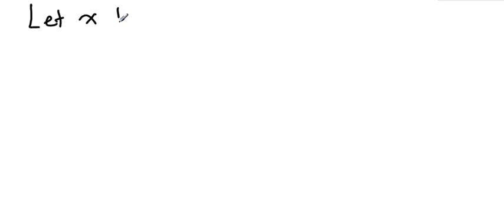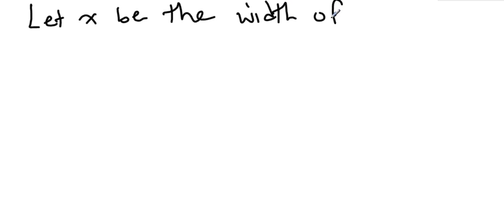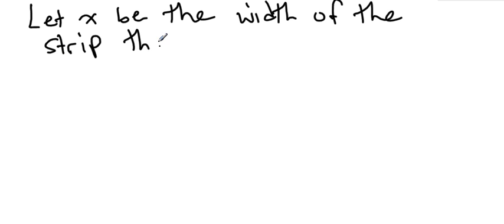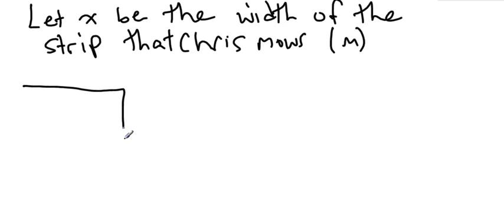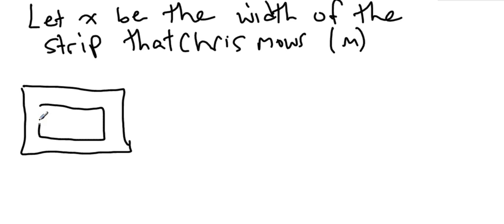So we're going to let x be the width of the strip that Chris mows, and we're measuring in meters. And I'm going to add a little diagram down here, both for our purposes and for the person marking this. You always want to make sure that it's very clear what you've defined x to be, in case your wording maybe wasn't as clear. So this is what x represents. It's the width of the strip that Chris is going to cut.